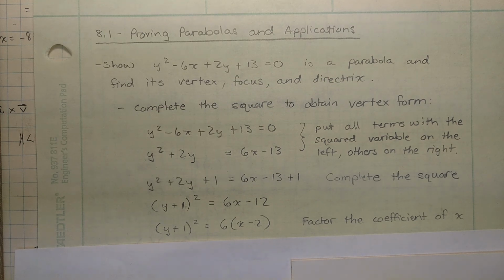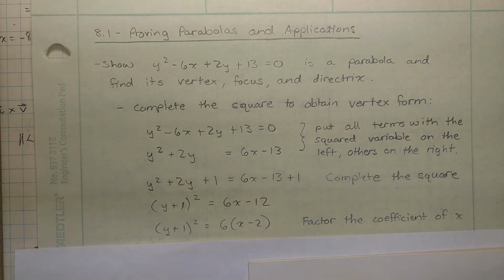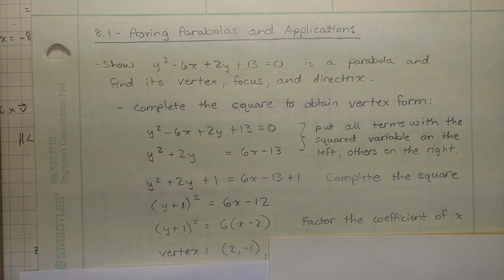Now I've shown it's a parabola. It's not a proof in that formal sense. It's just getting it into vertex form. I can quickly see it's in vertex form now. The y is squared, so this is going to open up left or right. This is positive, so I know it is going to open up to the right. The x coordinate of the vertex is going to be 2. The y coordinate is going to be -1. So I know it's going to have its vertex at (2, -1). It's going to have a focal width of 6. So I can know all of these things. So here's my vertex.